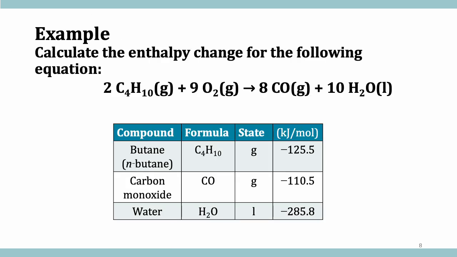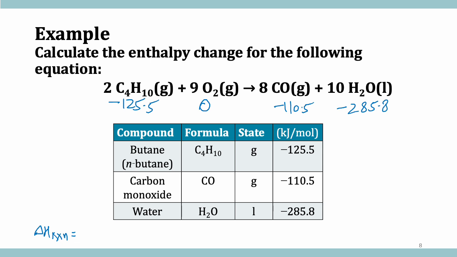Another example is like this. Calculate the enthalpy change for the following equation. This is the equation. I need to find what is delta H of my reaction. Heat of formation is given to me. Butane, it tells me, is 125.5. Carbon monoxide is negative 110.5. Water is negative 285.8. So oxygen would be what? It will be 0 because oxygen is in its elemental form. It's not a compound.